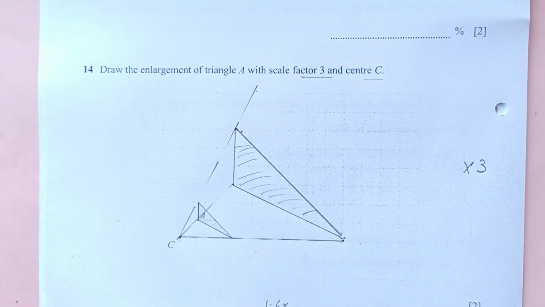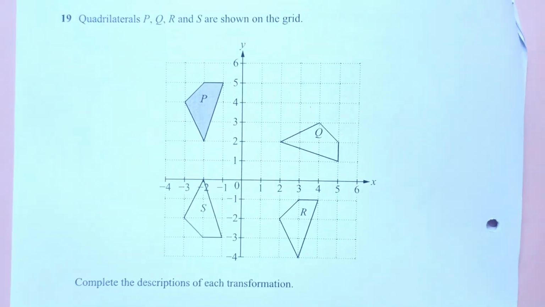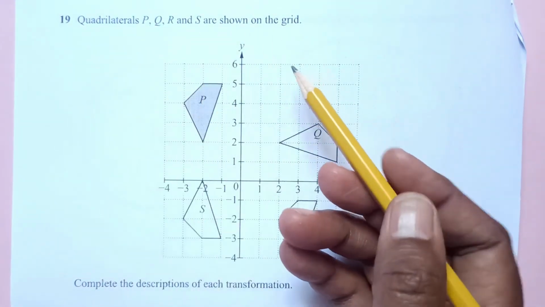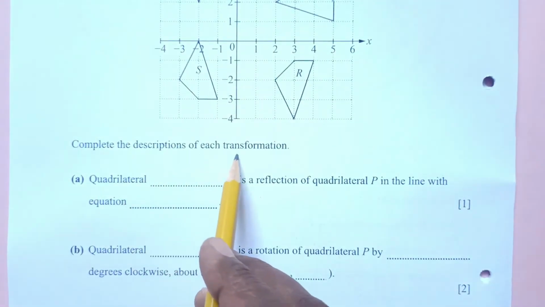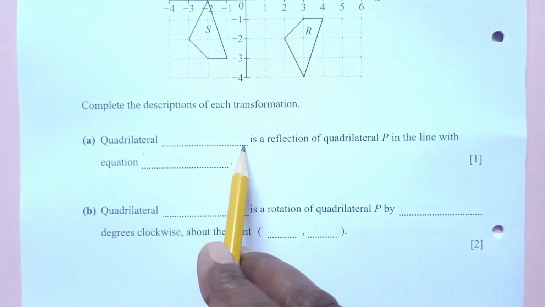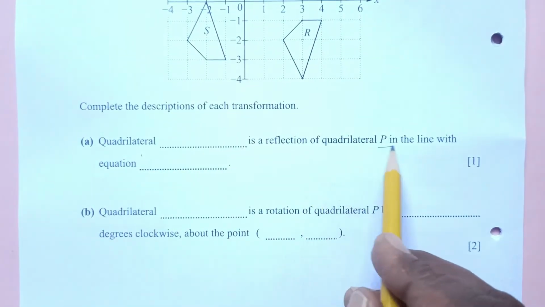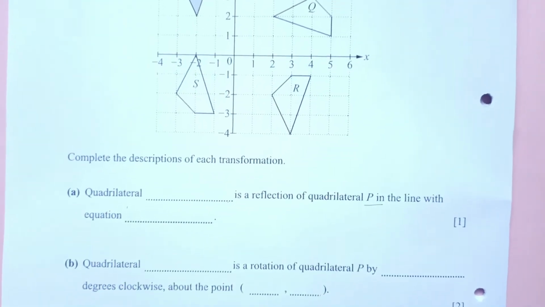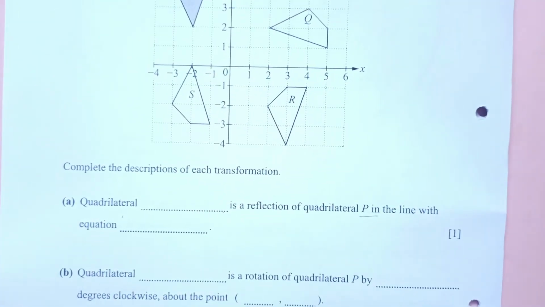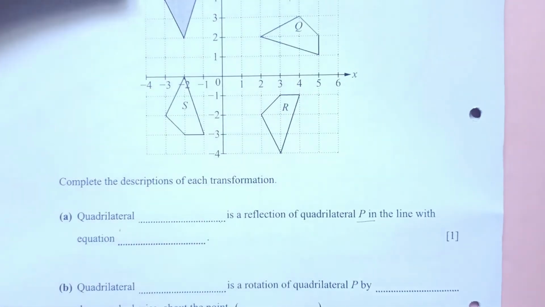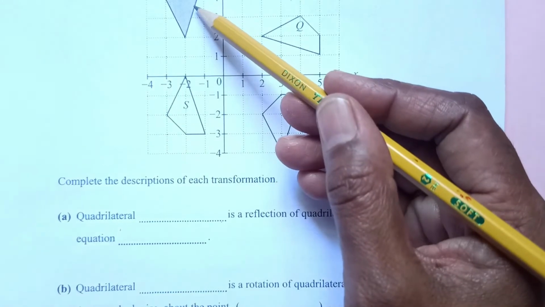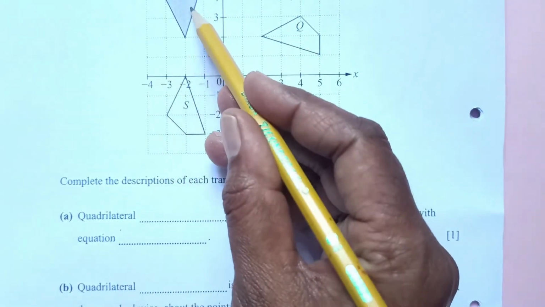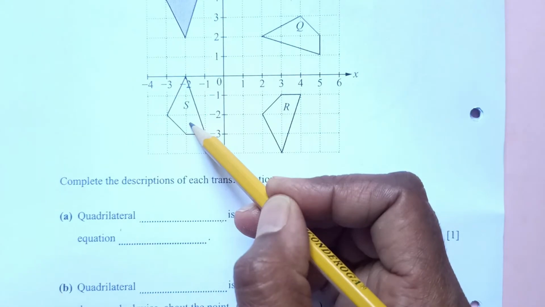Okay, now the next question. We have quadrilaterals P, Q, R and S shown on the grid. You can see these 4 diagrams here. Complete the description of each transformation. Quadrilateral dash is a reflection of quadrilateral P in the line with this equation. So which quadrilateral is reflected here? We need to look carefully at which one of these is reflected. If you see here, this is P, and this one seems to be reflected, right?